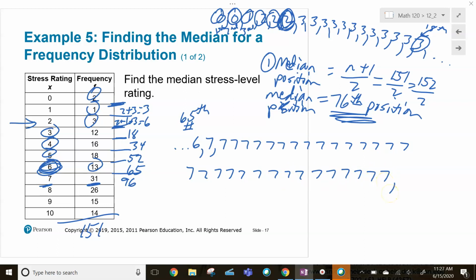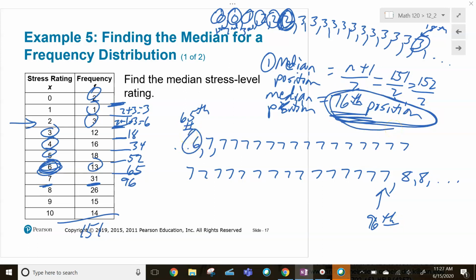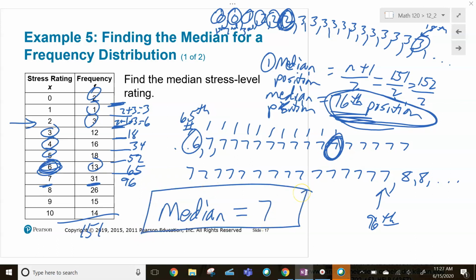And then it goes to my 8s. So this position is the 96th position. Remember, my 76th position is where the median is, right? So if this is the 65th, 66, 67, 68, 69, 70, 71, 72, 73, 74, 75, 76, it's that 7 right there. So the median is 7. It's in the 76th position. That's how I like to think about it.